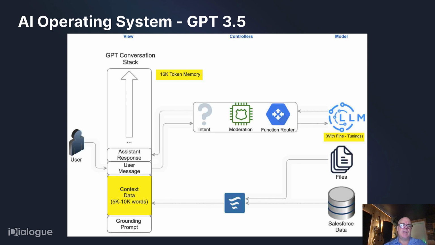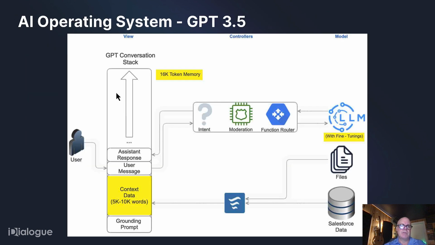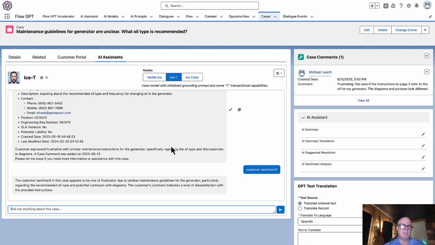And so what's happening here is we're actually executing a flow during initialization. It's getting the case, it's describing all the case fields, it's describing the account, the contact, case comments, emails, and because it's a flow, there's really no limit to the amount of information you can pull into it. The only criteria is at the very end, we have to assign that to what's called a system prompt. And that system prompt comes back and it gets injected into the context. And that's only done once, so this is kind of an initialization.